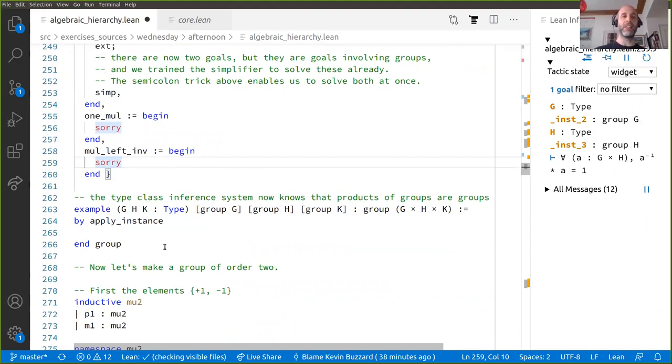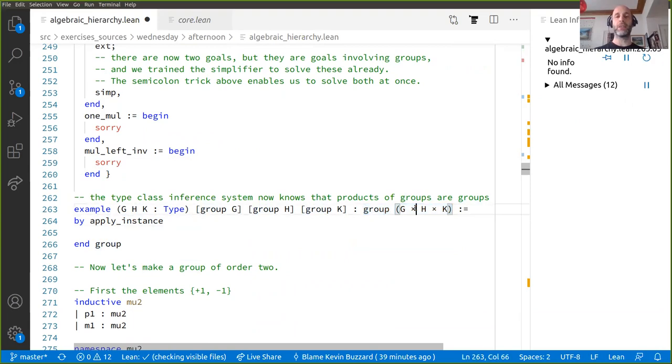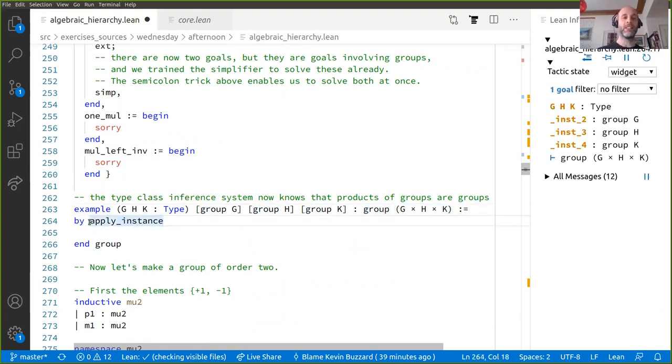But now you see the clever thing is that this invokes the type class inference system. So now if I've got 3 groups, G, H, and K, can you find a group structure on G times H times K for me? And the type class inference system says, sure thing. This tactic says, use the type class inference system to try and make this a group. The reason it works is because we've made groups a class. I found the type class inference system incredibly complicated to understand, by the way.